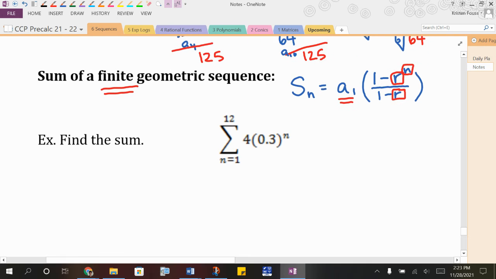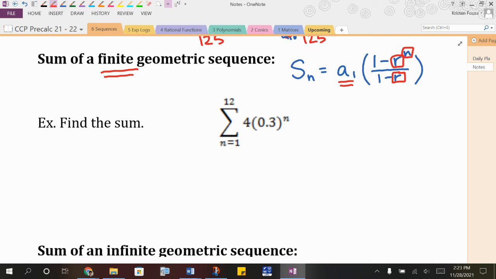Okay, so let's go ahead and find the sum. Now, this first sequence is written in summation notation for us, or sigma notation. So let's see if we can pick out our pieces. I need to know what A1 is. And A1 can be found by plugging in whatever that bottom is to the variable. So A1 would be 4 times 0.3 to the first, which would be 4 times 0.3, so 1.2. Okay, so there's my A1.